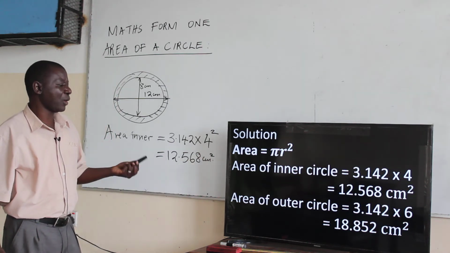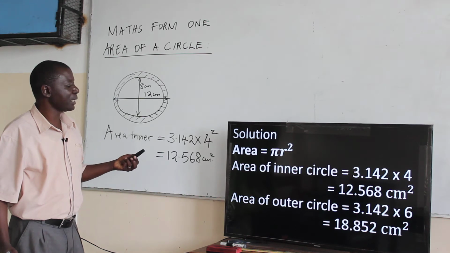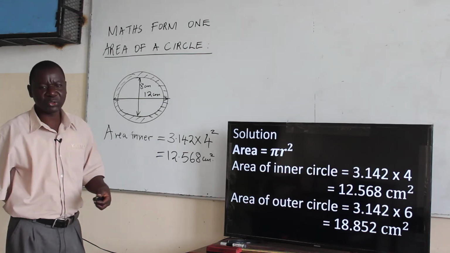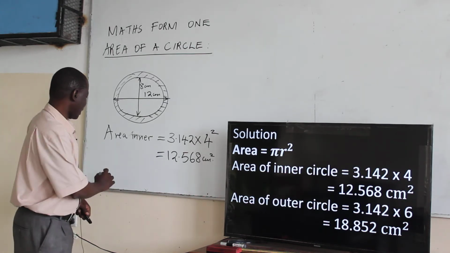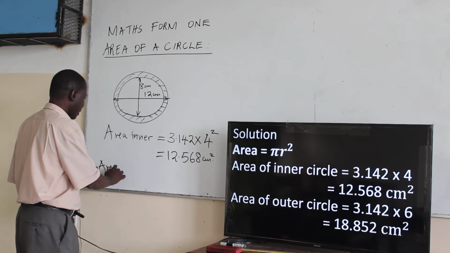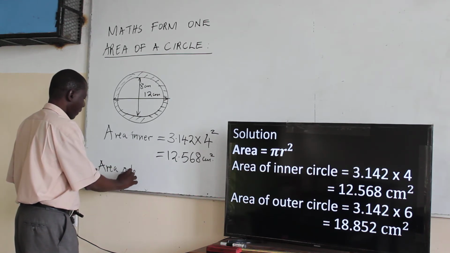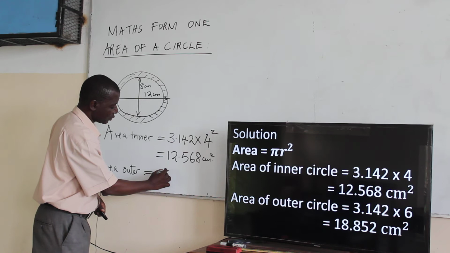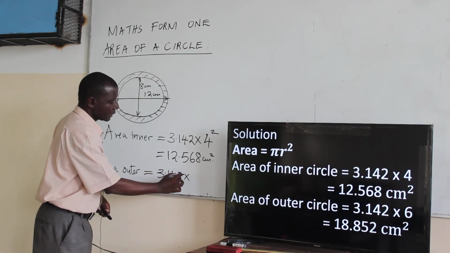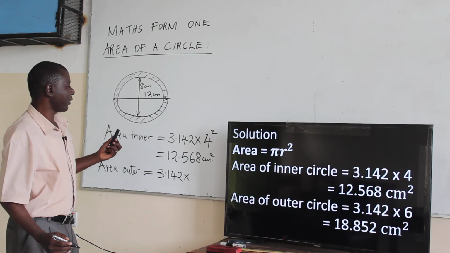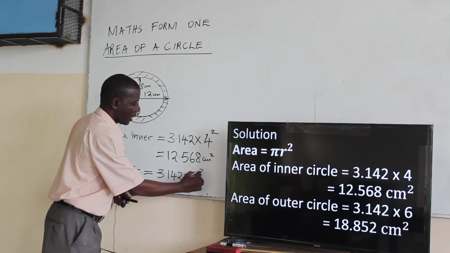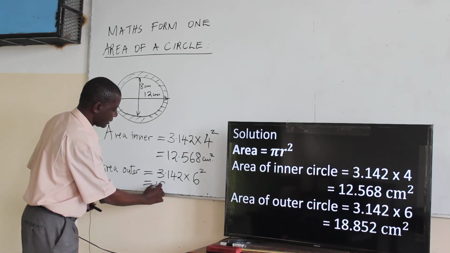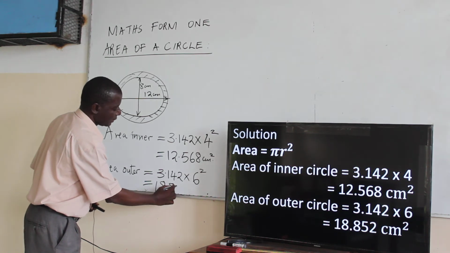Then the area of the outer circle, whose diameter we have said you add 4 to give you the diameter of 12. Then you divide that diameter of 12 by 2 to get the radius. So the area of the outer will be given by pi multiplied by the radius. Pi is 3.142 multiplied by the radius which is 6 square. That is giving us 18.852 centimeter square.